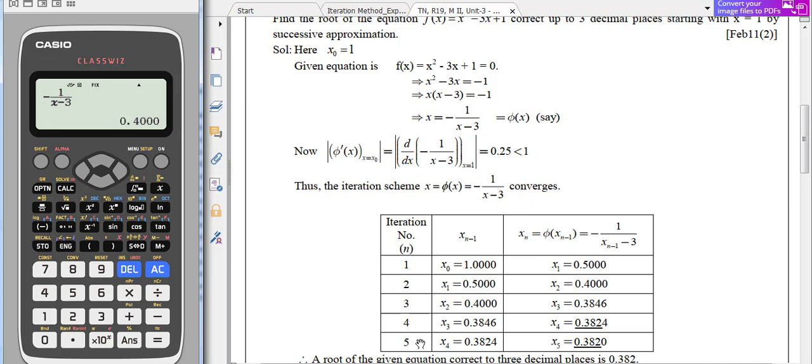In the 4th and 5th iterations, the successive approximations coincide in the first 3 decimal places, and hence we can terminate the process, and we can conclude the problem by noting down that a root of the given equation corrected to 3 decimal places is 0.382, neglecting the 4th decimal place. So the answer is 0.382. That is all about the way of doing a problem on iteration method. Thank you.